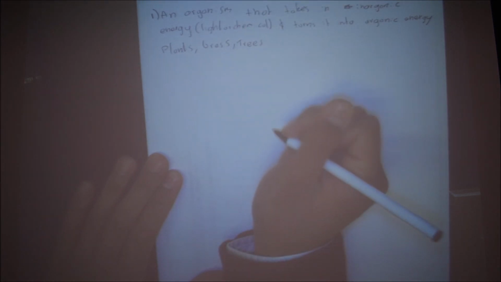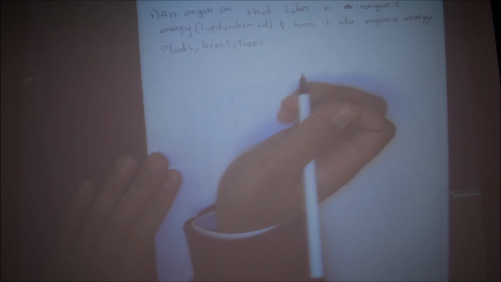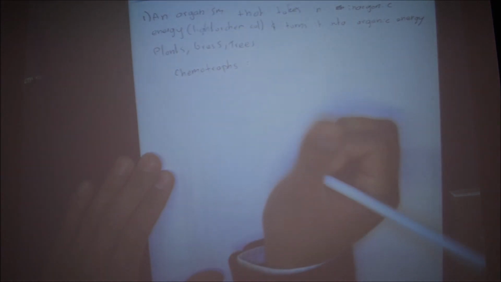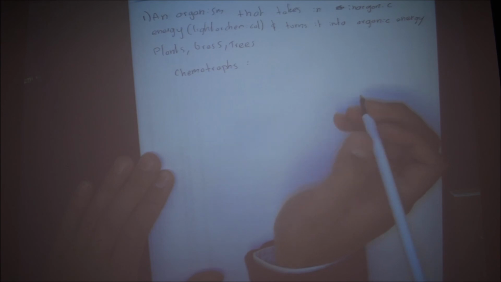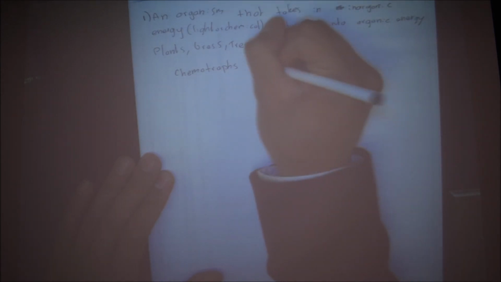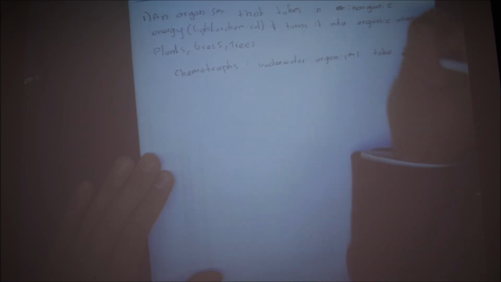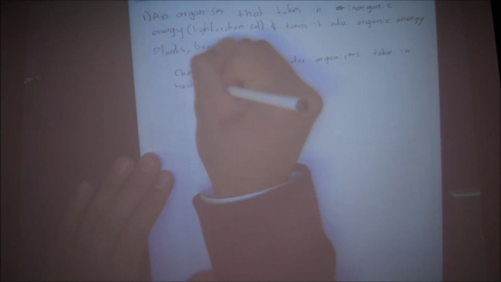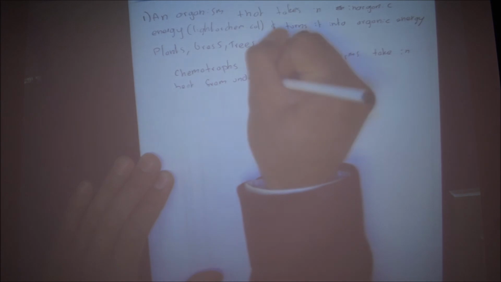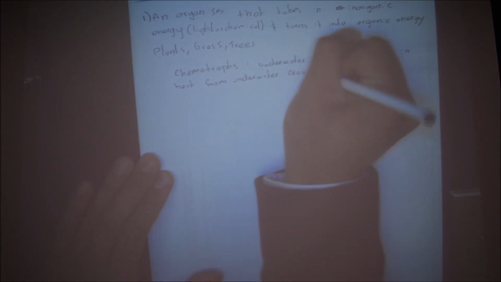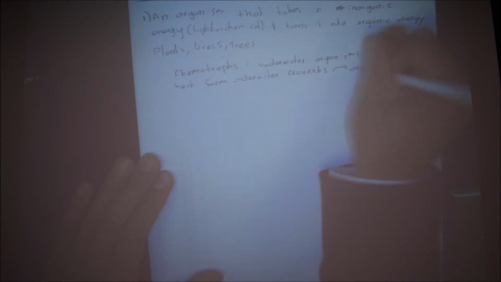Those are going to include plants, grass, algae, and some types of bacteria, trees. Yep, that's right. Now the other type are going to include chemotrophs. So chemotrophs live deep under the water where there's no sun, and they live by underwater volcanic sea vents. So these underwater organisms take in heat from underwater sea vents. And remember, they turn this into organic energy.